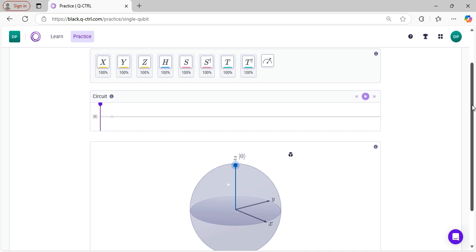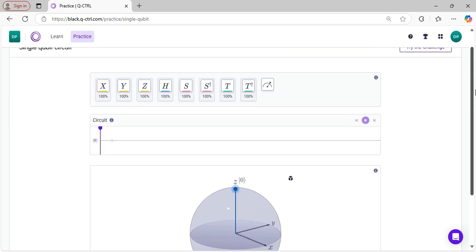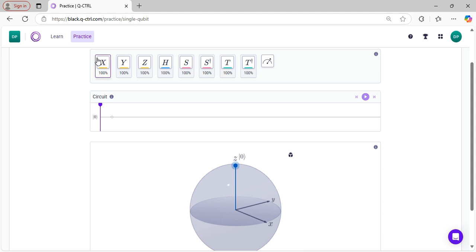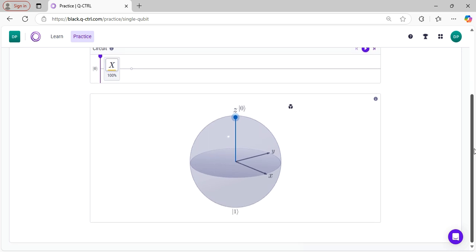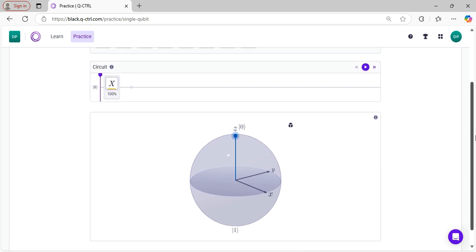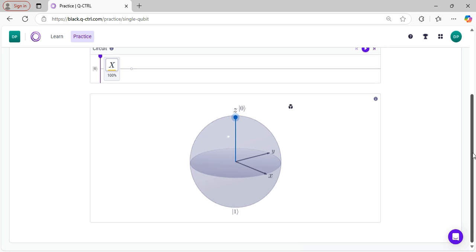All right, so we're gonna go over some of the things that I've talked about in other videos, right? So let's talk about the X gate. So this is for some of my new followers, my new subscribers.